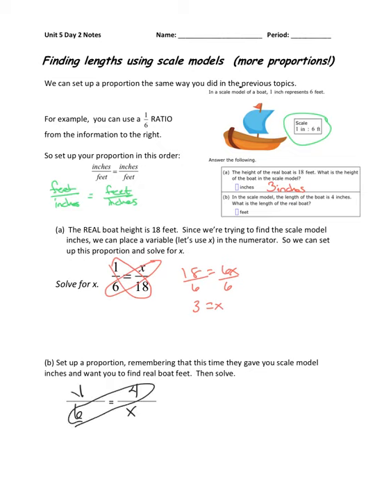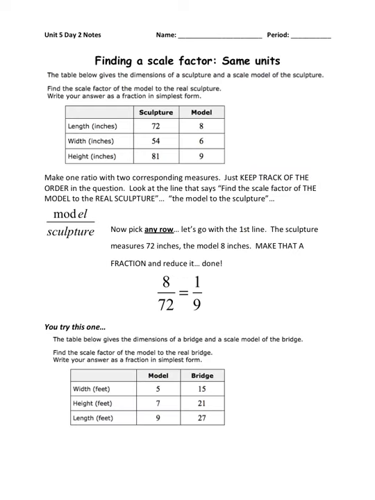I want you to go back to Unit 4 in Algebra 1. X equals 24. The length of the real boat is 24 feet. So when you see problems like this, the first thing you need to do is set up your ratio. You can either do scale model over real, or you can do real over scale. Just be consistent. All right. Next page.